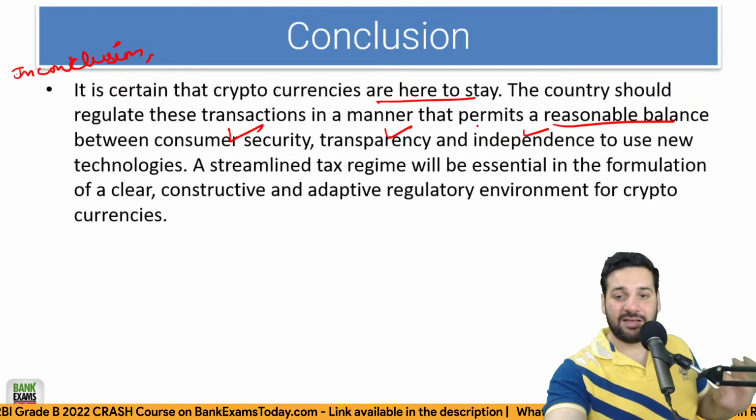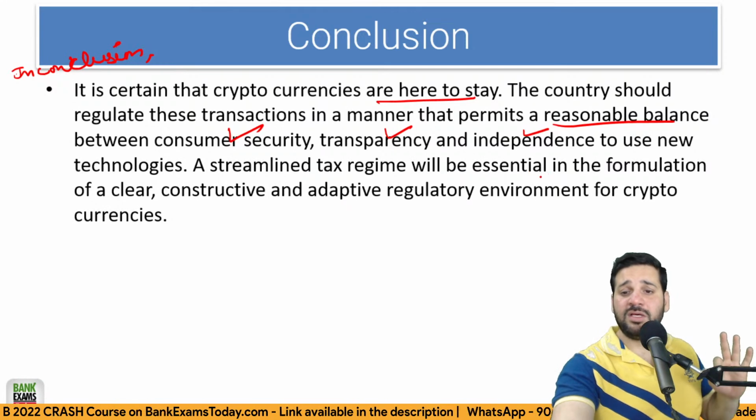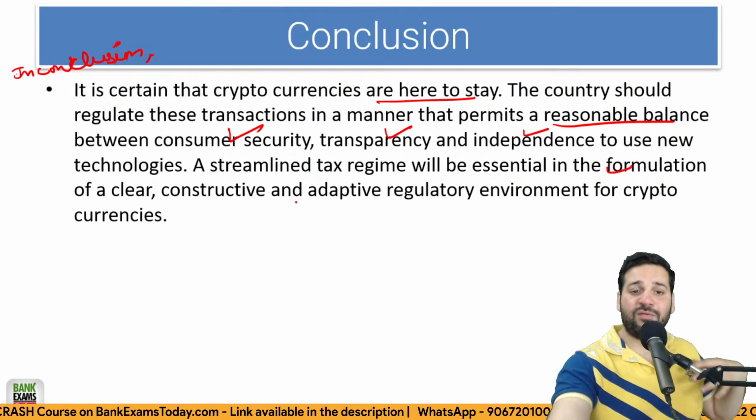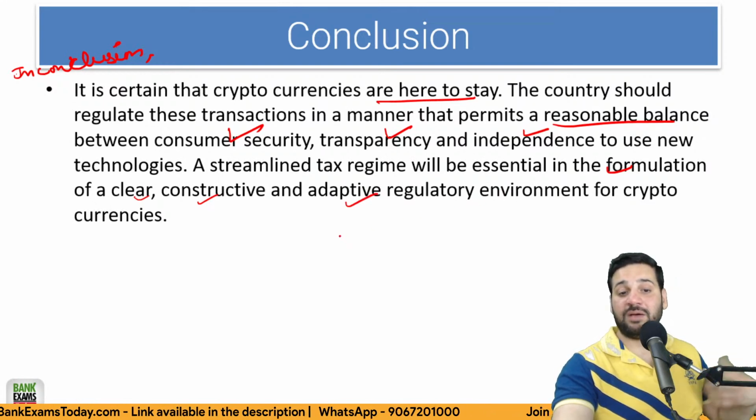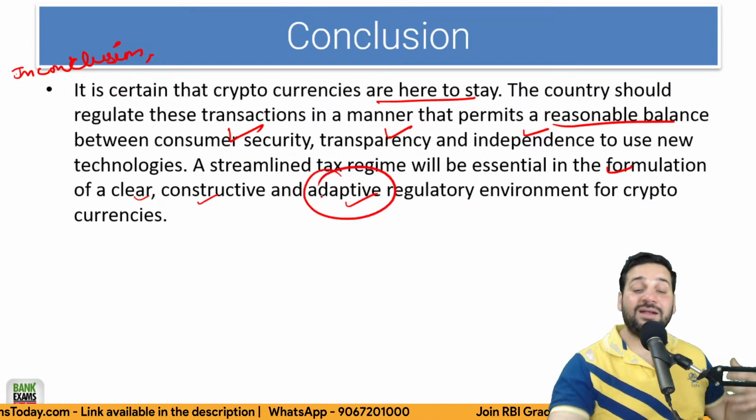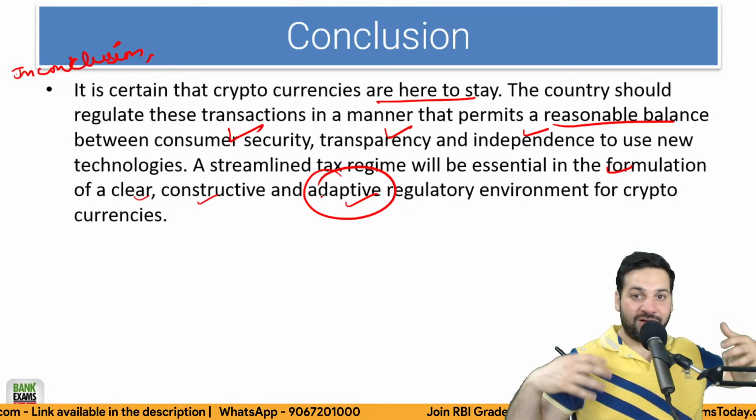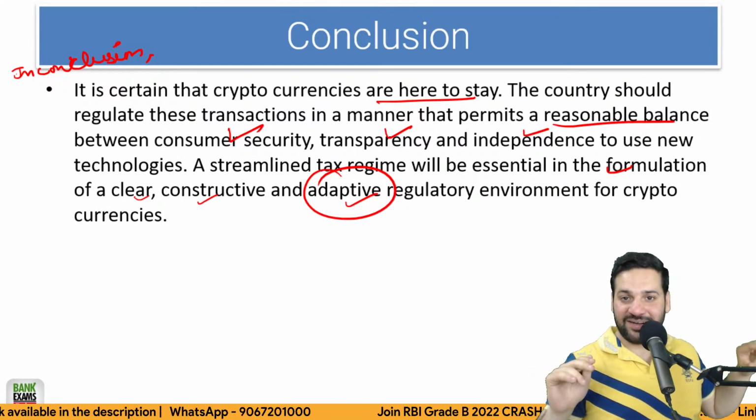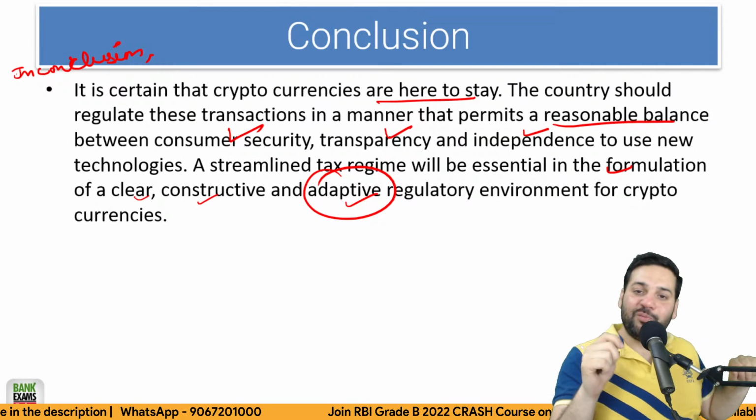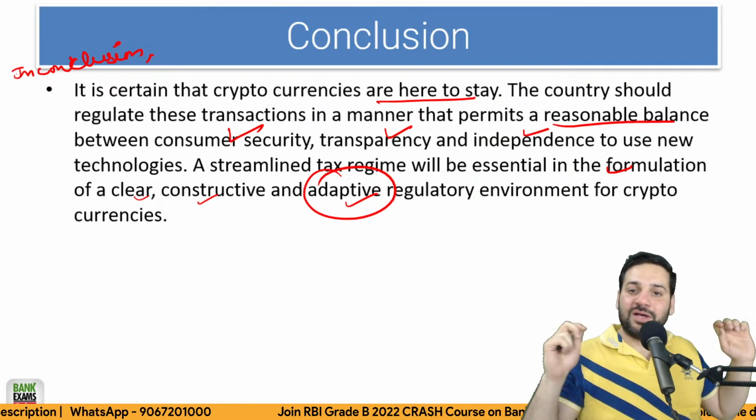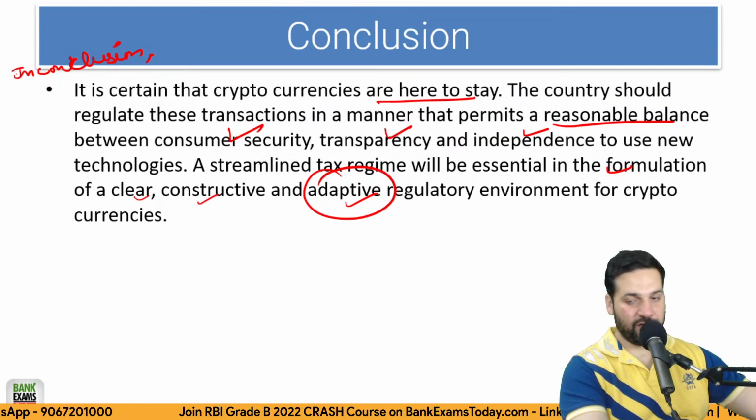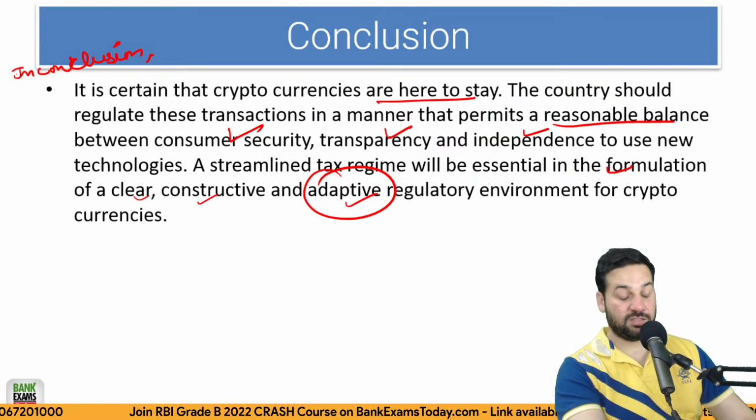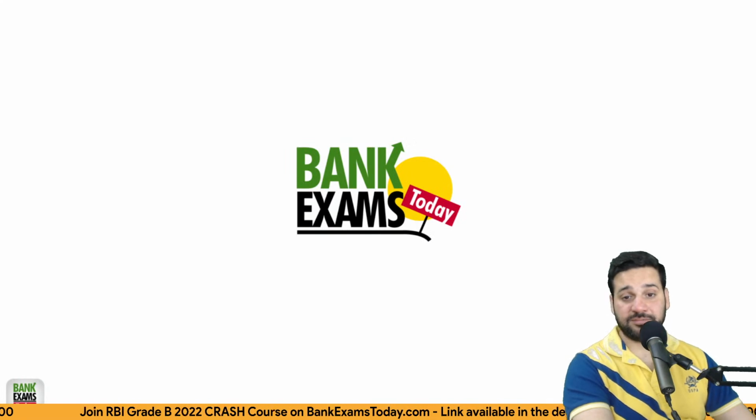A streamlined tax regime will be helpful in formulation of a clear, constructive, and adaptive regulatory environment for the cryptocurrencies. Adaptive, adaptive. It's a very good word, right? So the regulations should be adaptive according to the changes in technologies, right? That is important. So I hope you like the essay that I have written.